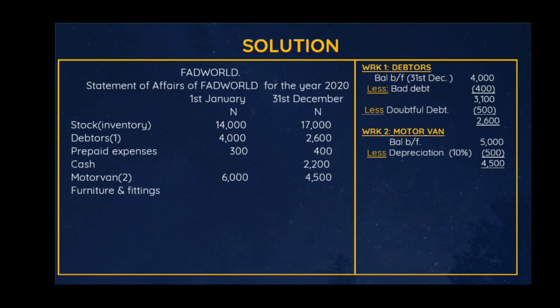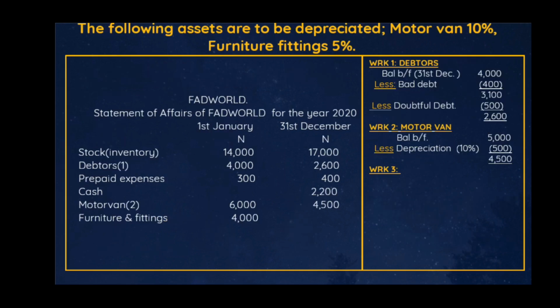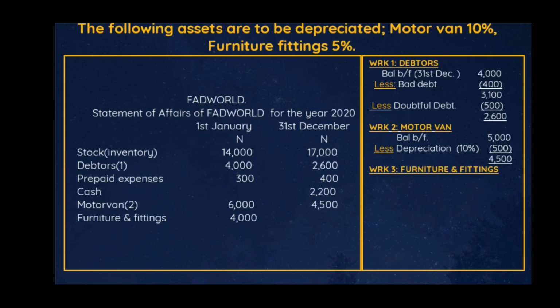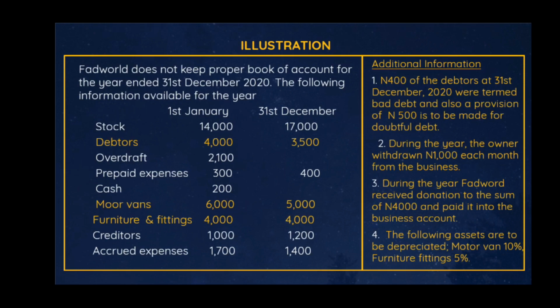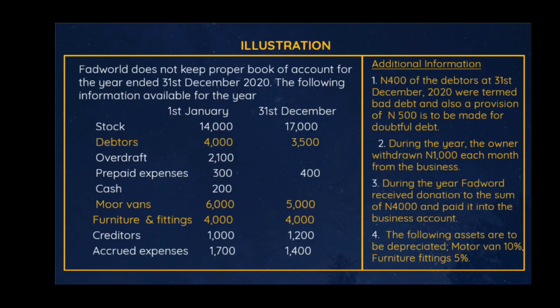5%. So working number 3. Our furniture and fitting at the beginning of the year is 4,000 naira. Just like I said, it's at the end of the year we are going to adjust. So the balance brought forward for furniture and fitting will be 4,000 naira.